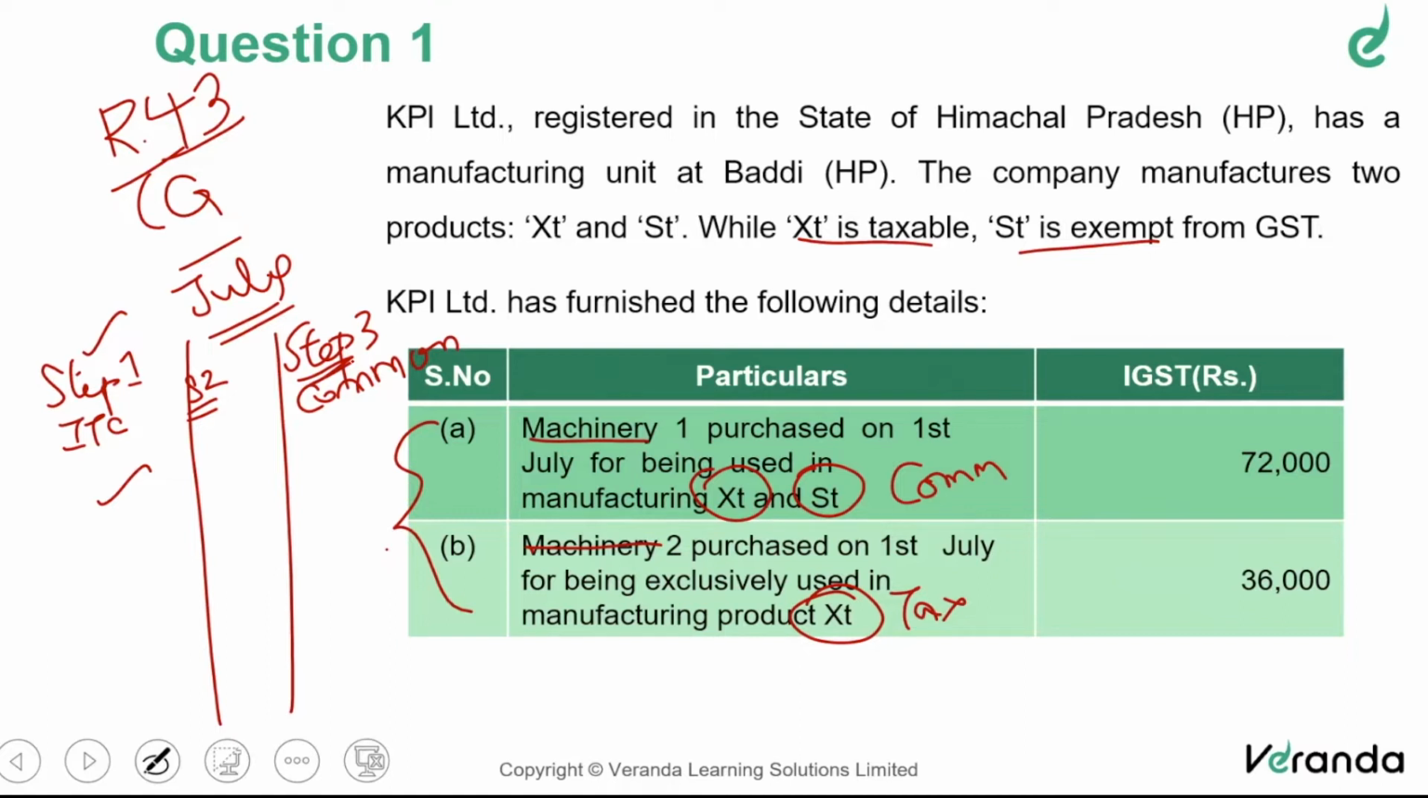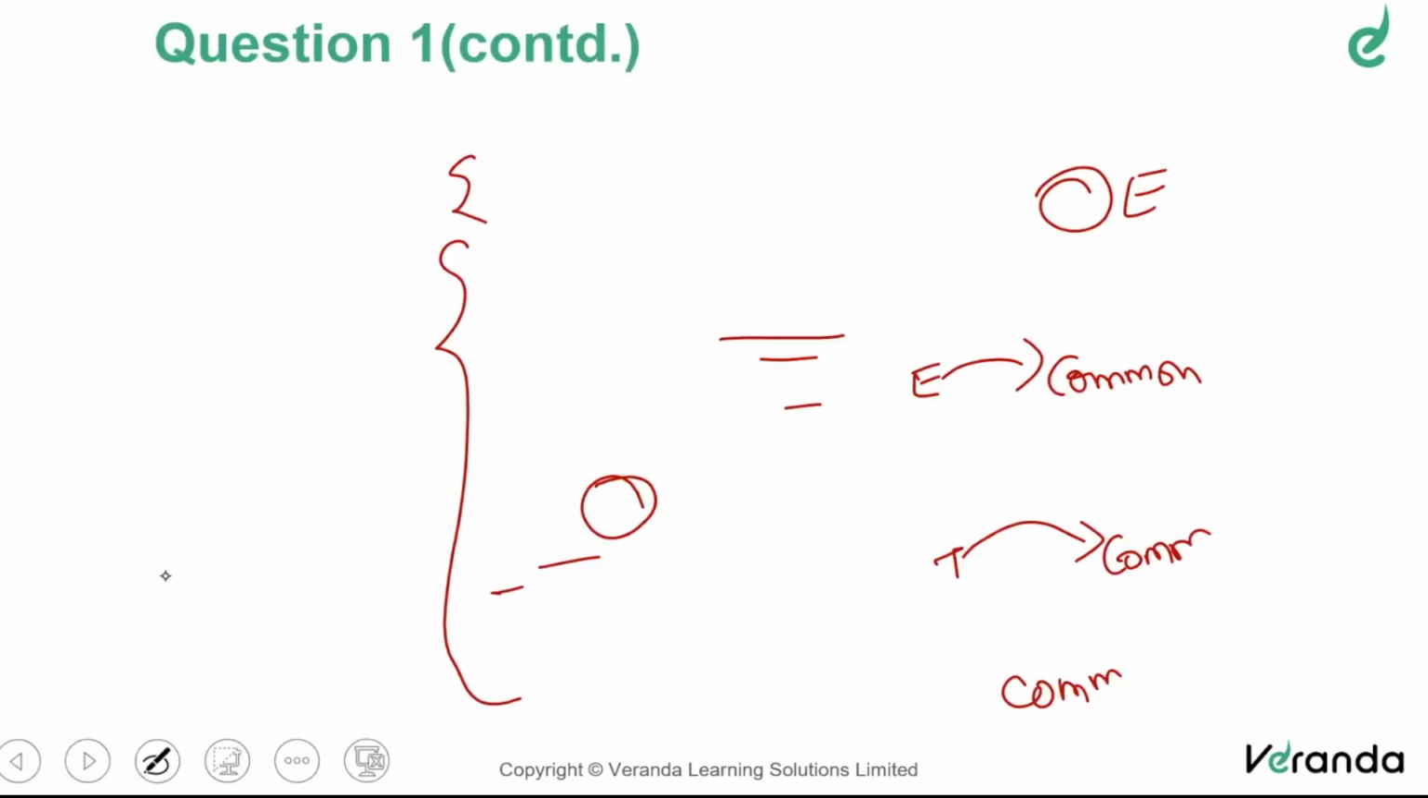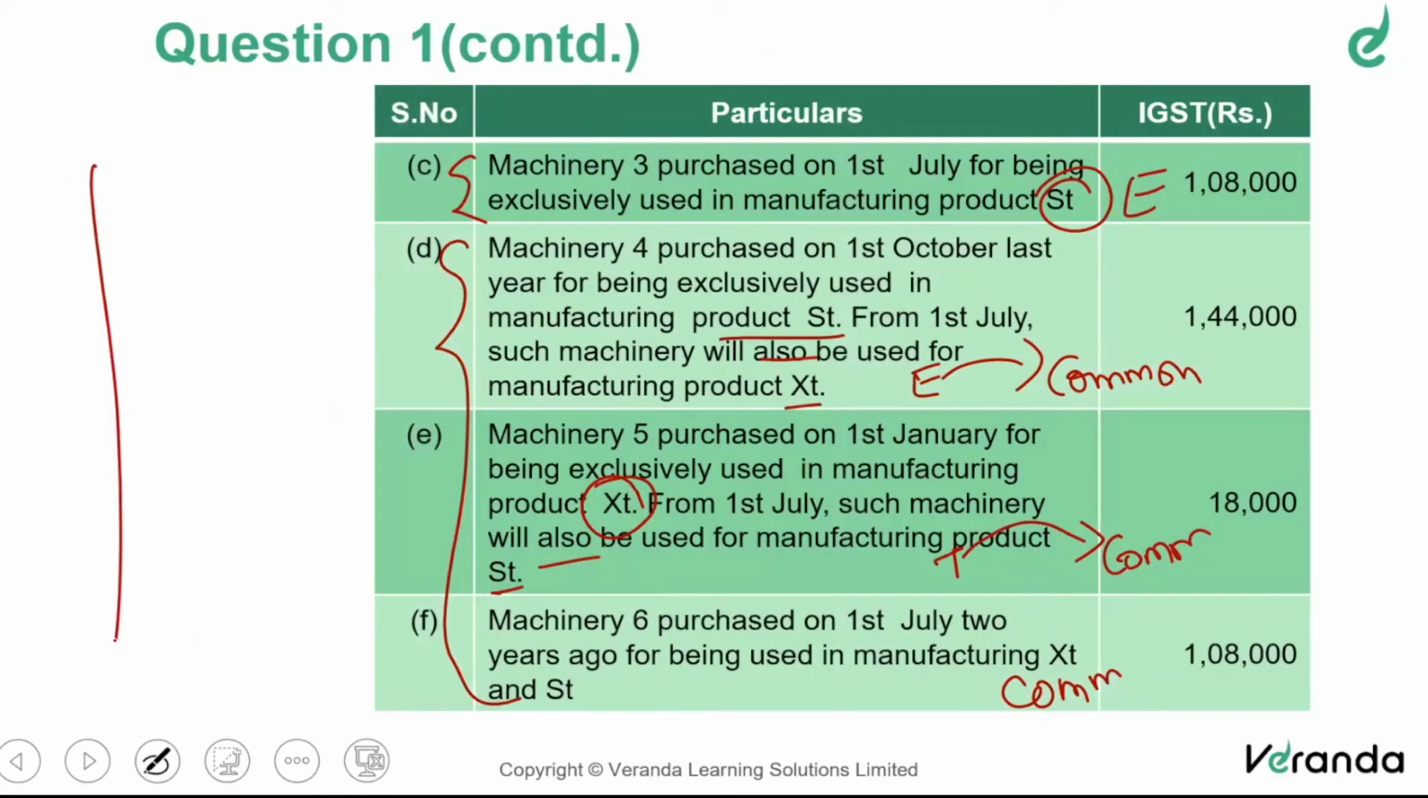What about the second one? Missionary 2. It is used for only taxable product. Yes, we can avail. It can also be availed. So we can avail this 36,000 also. Third missionary. Now again, I'll divide into 3 steps. I'll just put a tick accordingly. No. Missionary 3, complete use for exempt goods. No. Because it is complete use for exempt goods, it can't be availed. Anything purchased during the current month used for taxable product exclusively or used for common purpose, we can avail. Whereas complete use for exempt purpose, it is completely ab initio ineligible.